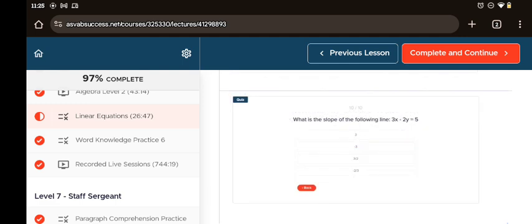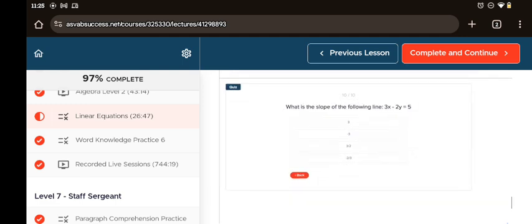Okay, final question. It says, what is the slope of the following line? 3x minus 2y equals 5. So here, remember, when we're dealing with an actual equation of a line, and we want to know the slope, we want it to be in this format. So we can actually move it around so that it is in that format. Right now, it says 3x minus 2y equals 5.